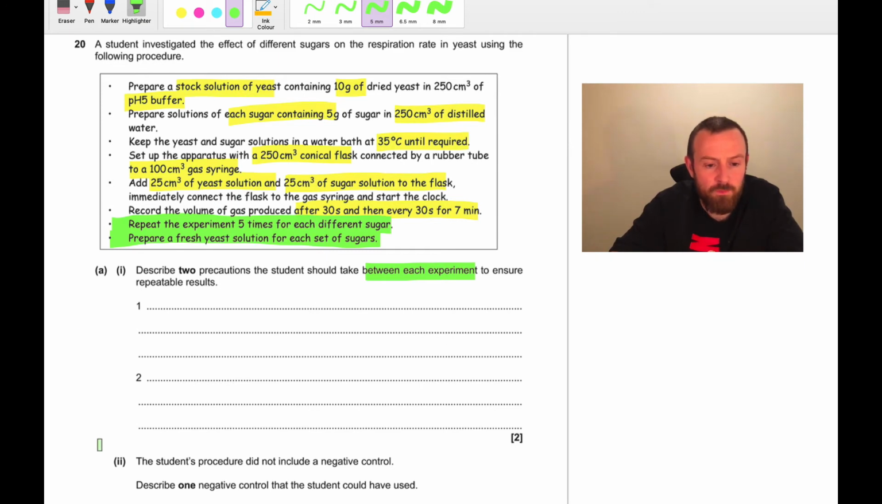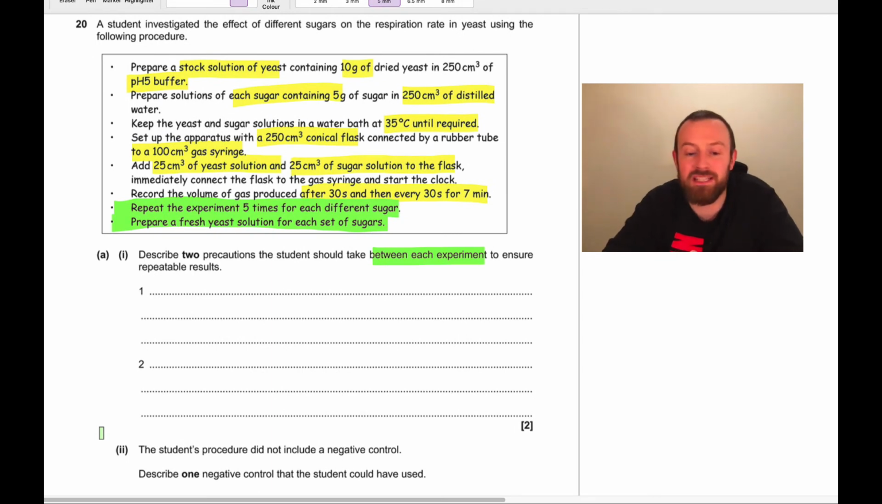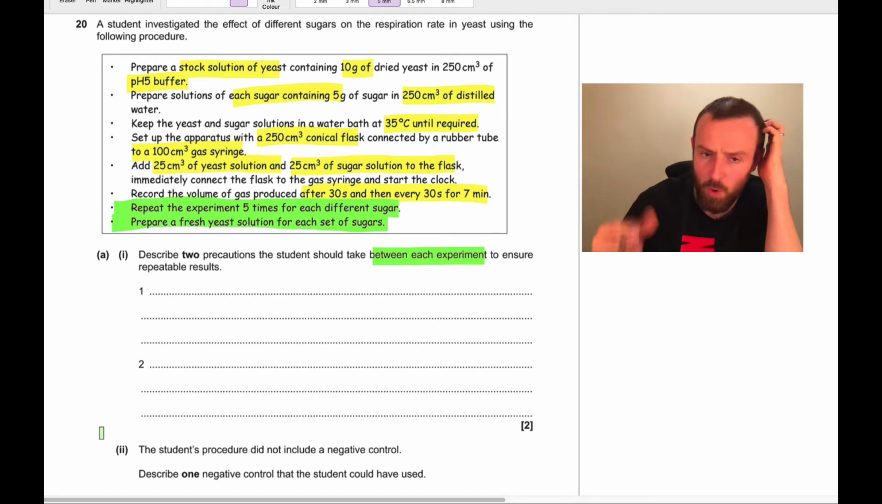20A part 2, the student's procedure did not include a negative control. Describe one negative control that the student could have used. Well, a negative control is something that you would expect not to work. And basically, if you do a negative control and then you do get respiration, then something weird's going on. So what would you expect to not respire? And in this one, the answer they want you to say is dead yeast. So you have to say boiled yeast.